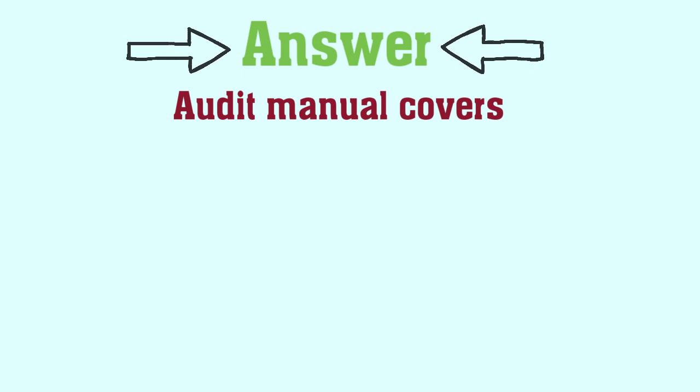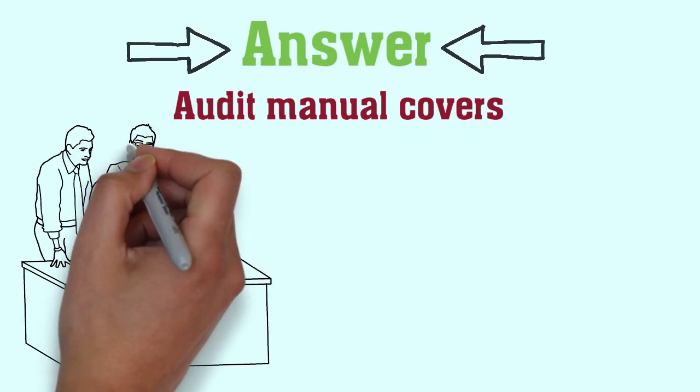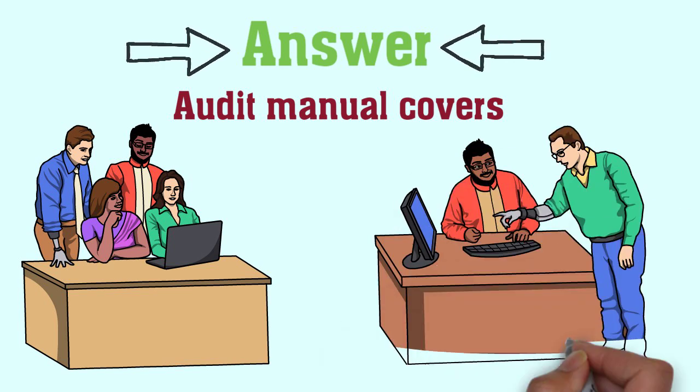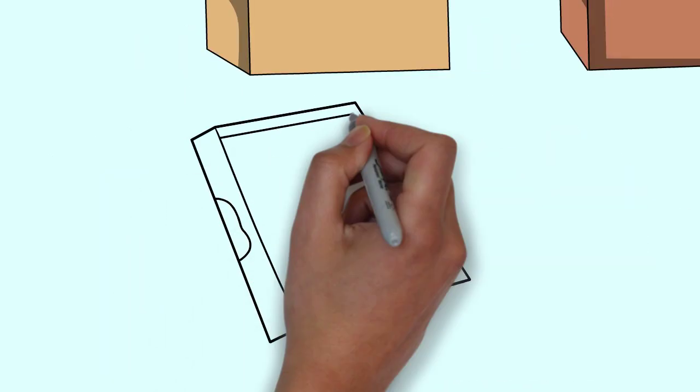What does the audit manual cover? The audit manual covers everything from the internal audit charter to performance reviews and evaluations and provides guidance from planning the engagement to the final report.